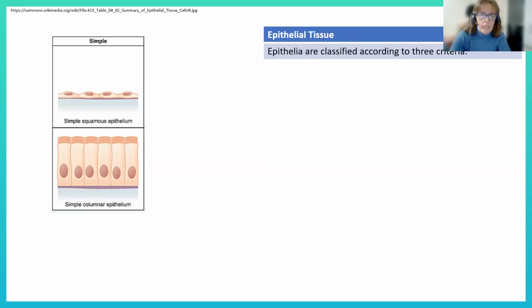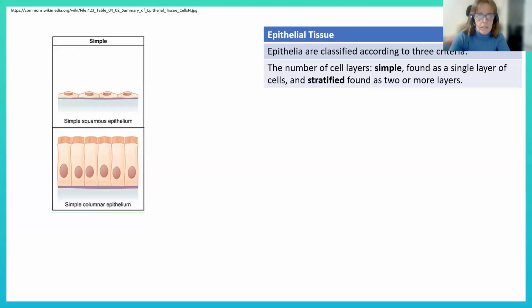So we can classify epithelia based on 3 criteria. We look at the number of layers. So it's called simple if it's got a single layer. So both of these are simple epithelia because they've got 1 layer of cells. And if it's got more than 1 layer, like 2 or 3 stacked on top of each other, we say it's stratified.